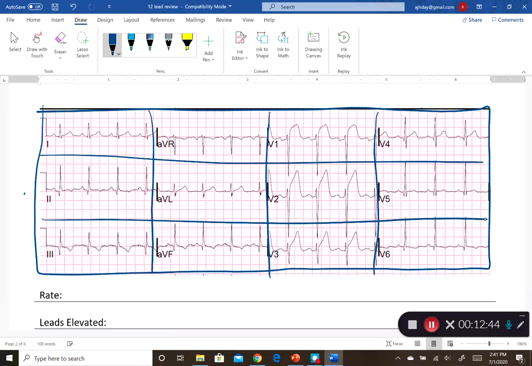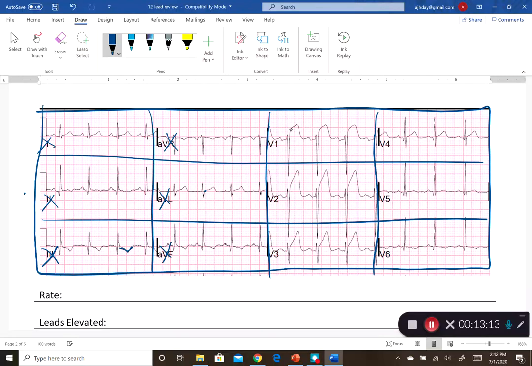All right, so now I'm looking for which leads have elevation. So lead 1 looks pretty normal, no elevation. Lead 2, no elevation, looks pretty normal. Lead 3, I have inverted T waves right there, but no elevation. We don't use AVR for diagnostics. Lateral, there's my J point, no elevation. AVF looks very similar to lead 3, got some inverted T waves.